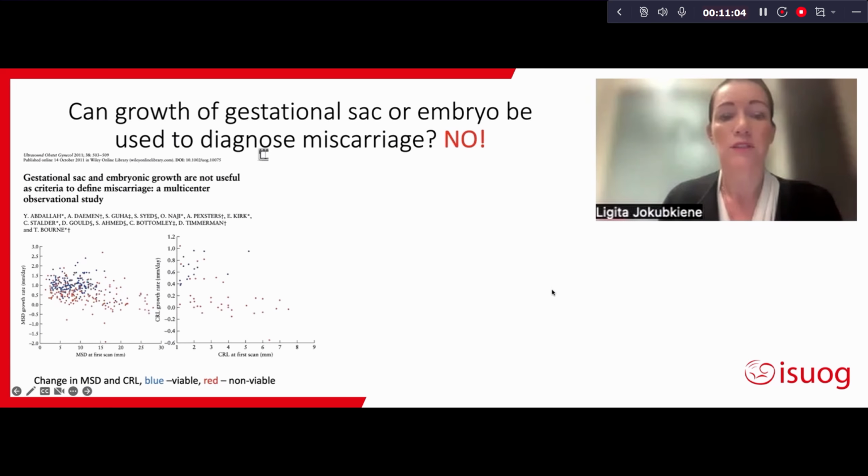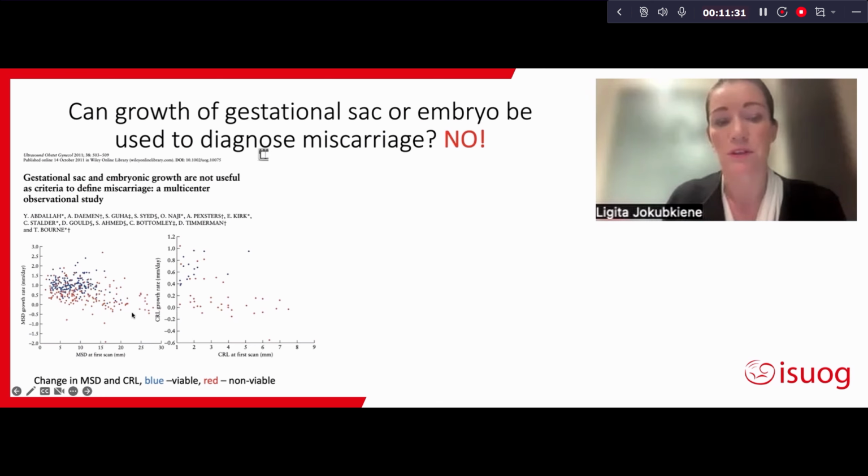So let's look at the change. Here we look at the change in MSD, which is the mean diameter of the gestational sac, and at the change in CRL, crown rump length, between the first scan and the follow-up scan. So this is the difference, the change in the diameters. The blues are those of the viables at 11 to 14 weeks, and red are non-viables.